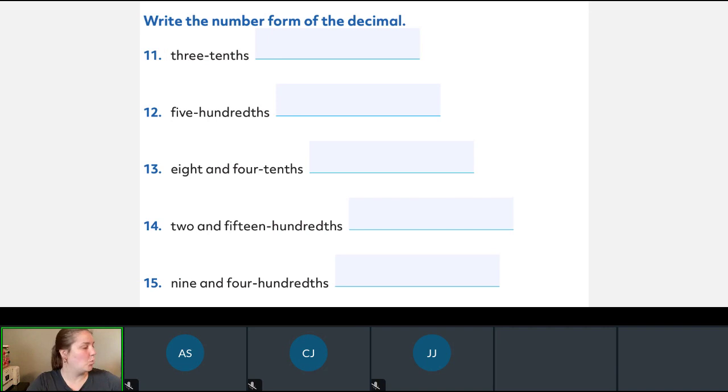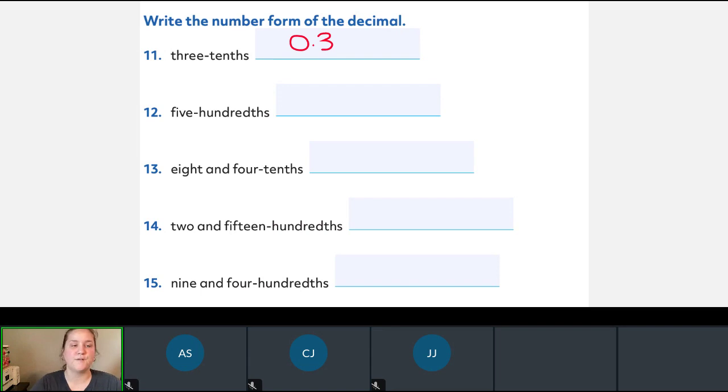This starts on page 140 with number 11. It gives you the word form, and it wants you to write the decimal form. So 3/10 is 3 over 10. So as a decimal, that is 0.3. So write 0.3 for number 11.